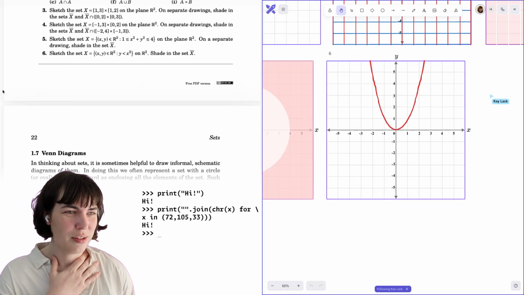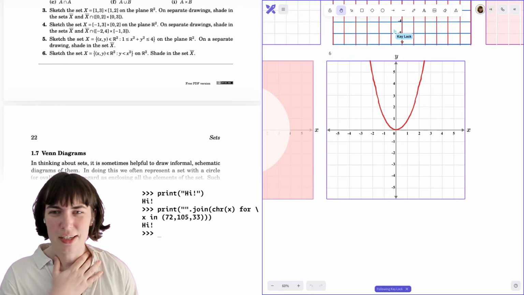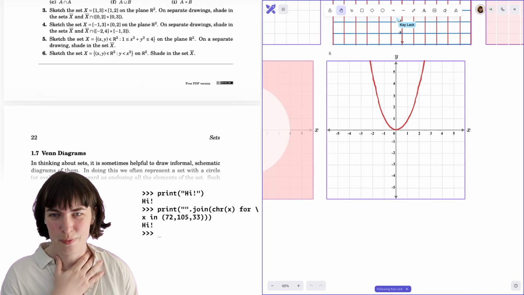Okay, now we're looking for where y is greater than, so we need to shade it in. Let's do a rough job of shading this.